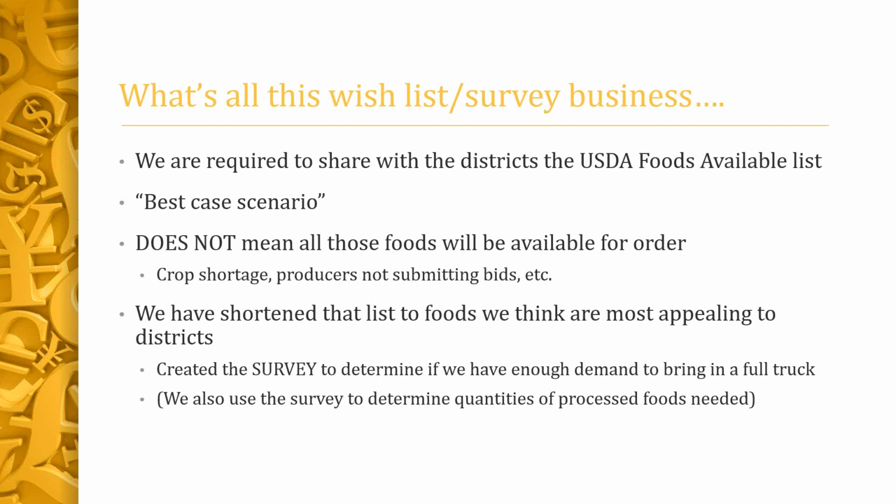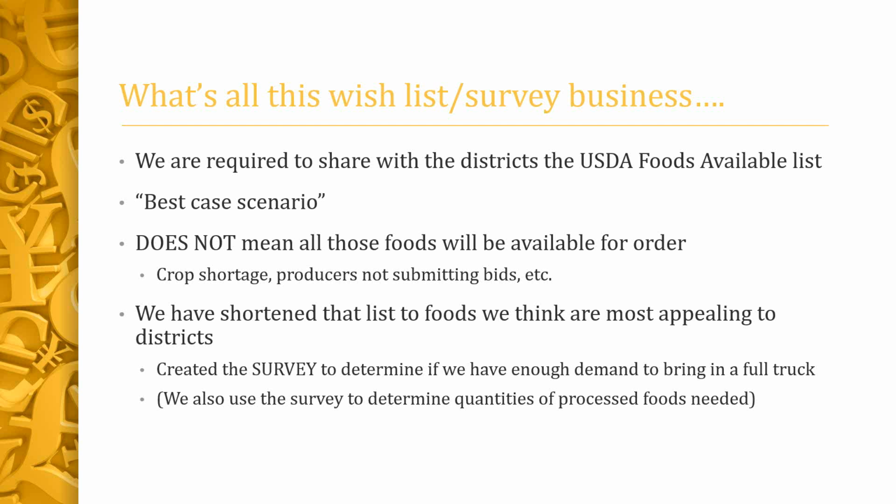What we've done on our end is we've shortened that list to foods that we think are most appealing to districts. So we've done some surveys just through looking at ordering patterns. We know kind of what products are most attractive to districts, and we whittled down that foods available list to reflect items that we think would be most appealing to you and meet your needs. And then we've created a survey in CNP to determine if we have enough demand to bring in a minimum quantity USDA requires for us to get that product.